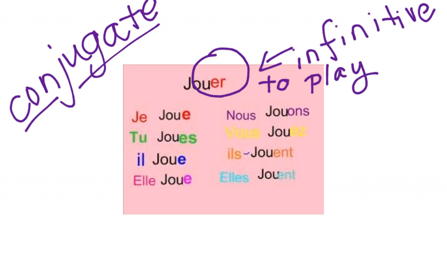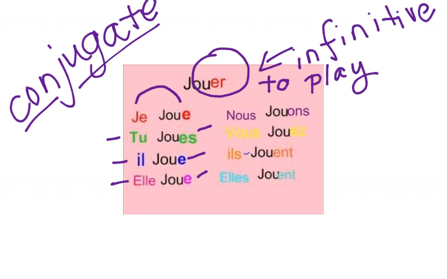So what we're focused on now is the rules for conjugating in French. And you can see the color code here that shows you the ending that goes with the subject, because that's how you know what ending to use, by looking at what subject you're using. So je joue means I play. Répétez, je joue.